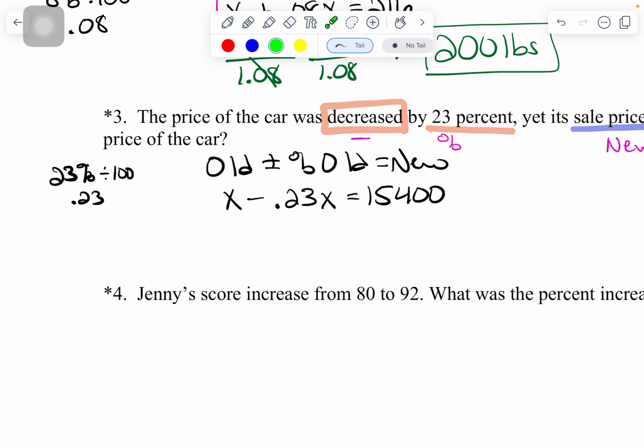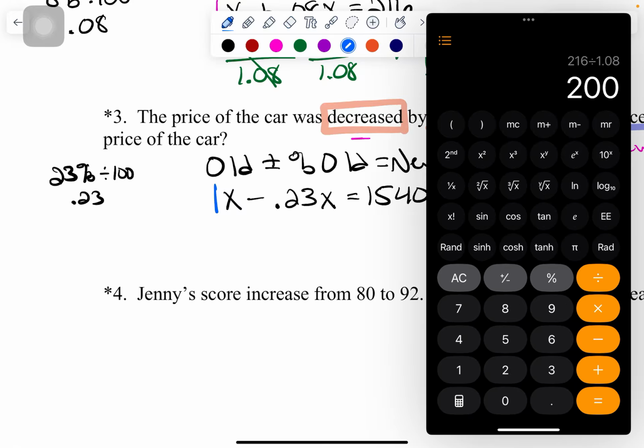Okay, so if we're looking to combine these, again, the X is going to have a 1 in front of it. So I'm going to take 1 minus 0.23. So 1 minus 0.23, that's going to be 0.77. So 0.77x is equal to 15,400.